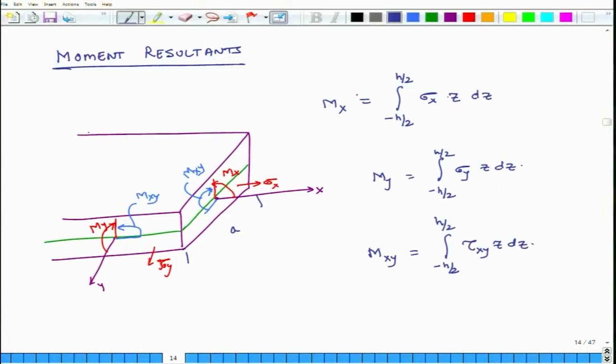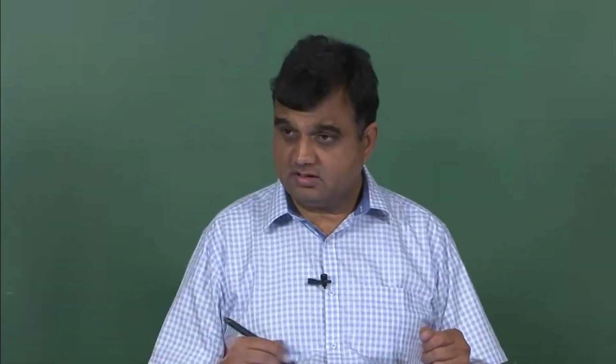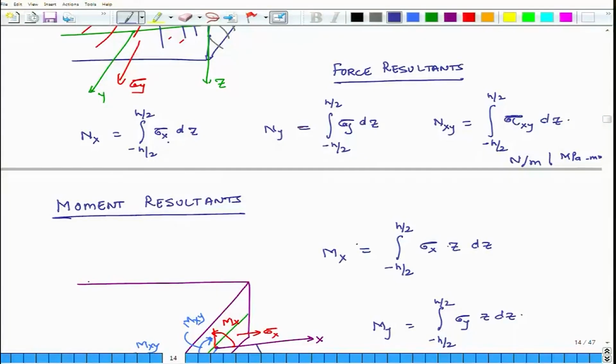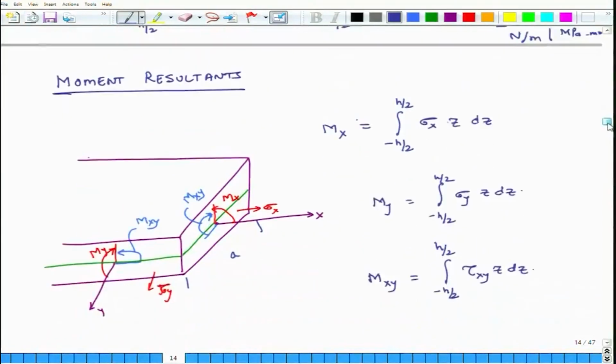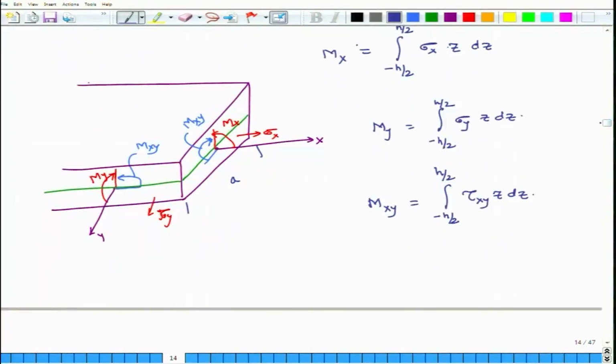So, essentially what we are calculating right now are forces acting on a plate per unit length on each edge and moments acting per unit length on each edge. Forces per unit length are defined by n's, which are integrals of sigma x dz, sigma y dz, and tau xy dz, and moments per unit length are the integral of sigma x z dz, my is sigma y z dz, and mxy is tau xy z dz. Okay. So, these are moment resultants.